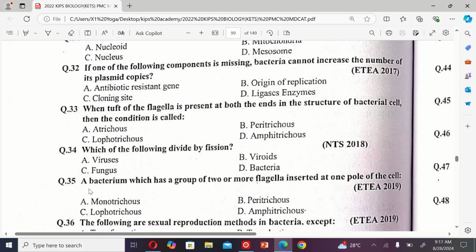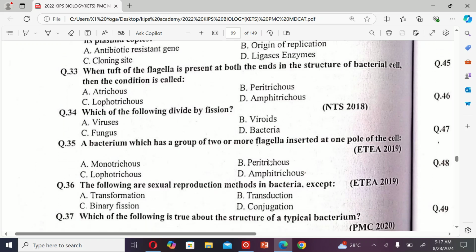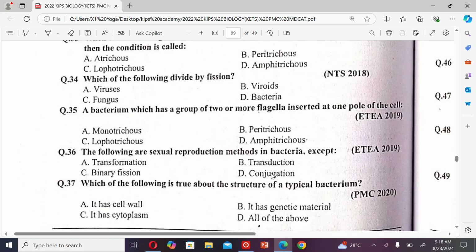Bacteria. The next MCQ is: a bacterium which has a group of two or more flagella inserted at one pole of the cell. A. Monotrichous, B. Peritrichous, C. Lophotrichous, and D. Amphitrichous. So the correct option is C. Lophotrichous. The next MCQ is: the following are sexual reproduction methods in bacteria except A. Transformation, B. Transfection, C. Binary fission, and D. Conjugation. So the correct option is C.